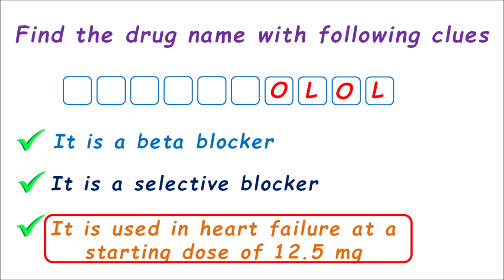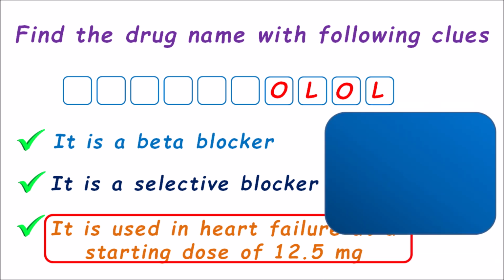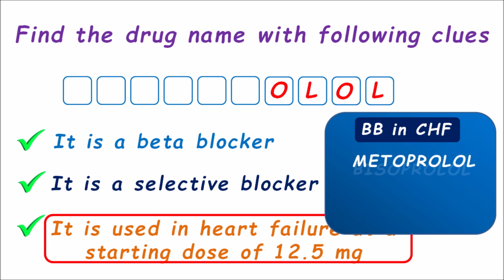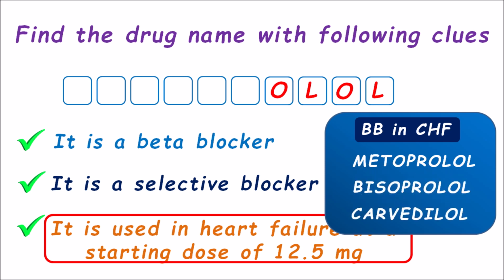So now let us list out the beta blockers that are indicated in the treatment of heart failure and are approved by FDA. Particularly selective beta blockers are used in the treatment of congestive heart failure. One of the drugs is metoprolol, another one is bisoprolol, and the third one is carvedilol. The first 2 drugs, metoprolol and bisoprolol, are selective beta blockers, which we have discussed earlier. Then what about carvedilol?